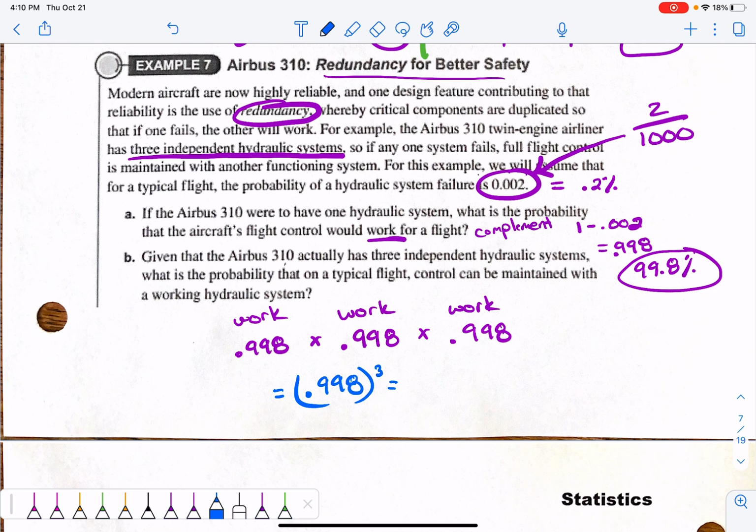Control will be maintained with a hydraulic working system. It has three independent systems.